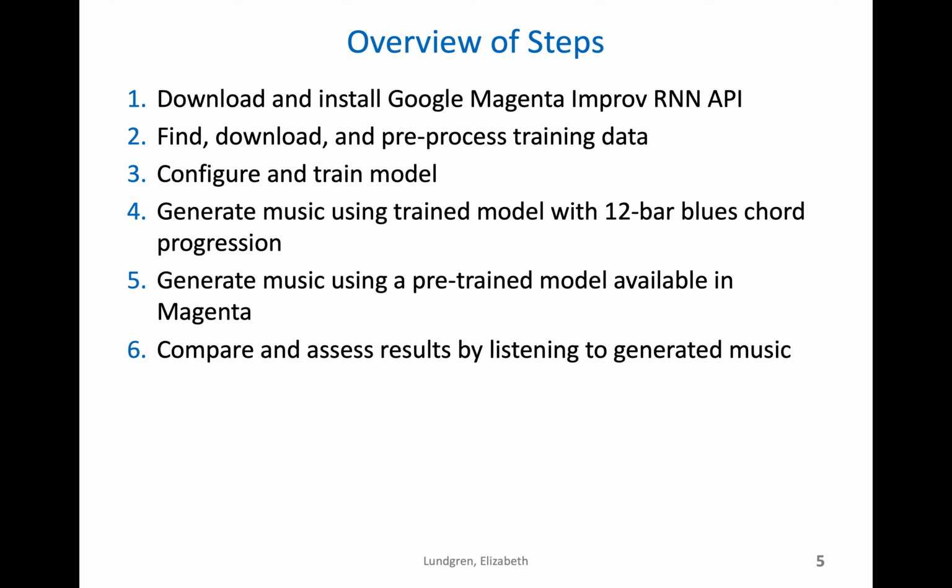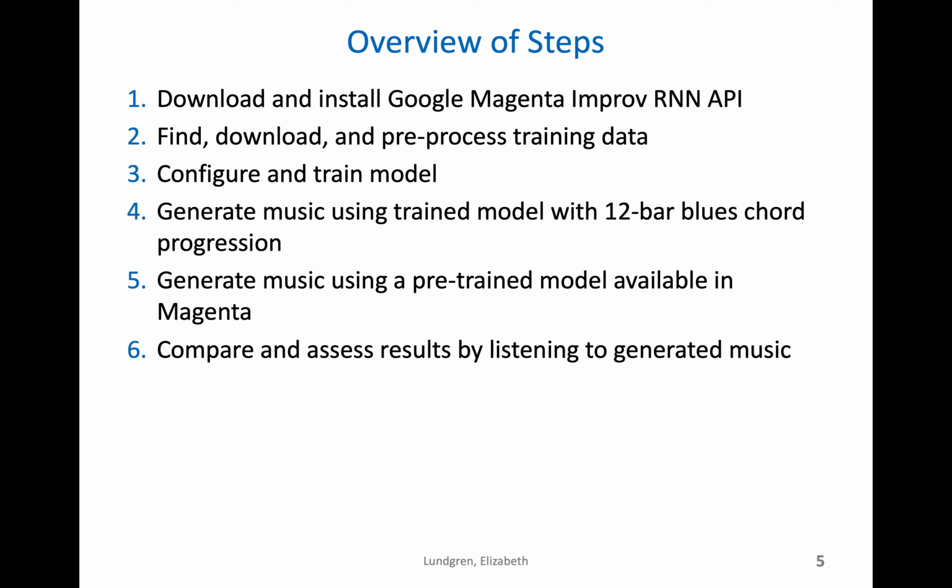So I'm going to go over the steps that I did, and the intention of this is for other people to be able to do the same thing I did and hopefully take it a little bit further or play with it, do your own thing. First I'm going to go through downloading and installing Google Magenta, specifically the Improv RNN API. Next I'm going to go through finding and downloading data and then pre-processing that data so that you can feed it to train the Improv RNN model.